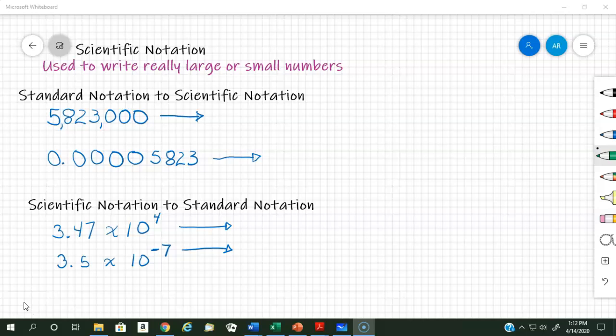So what you want to do is see where the decimal place is. And if you don't have one, you're going to put one in. And so you're going to move it. Your objective is to have just one number to the left of the decimal point.